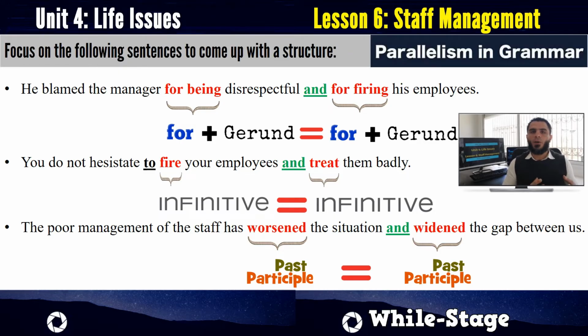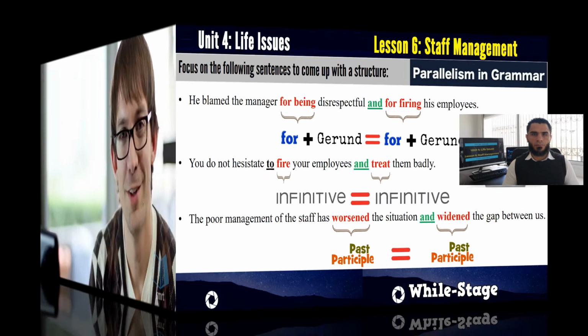In grammar, parallelism, also known as parallel structure or parallel construction, is a balance within one or more sentences of similar phrases or clauses that have the same grammatical structure. The application of parallelism affects readability and may make text easier to process. To find out more about it, let's watch this teacher explain this structure.